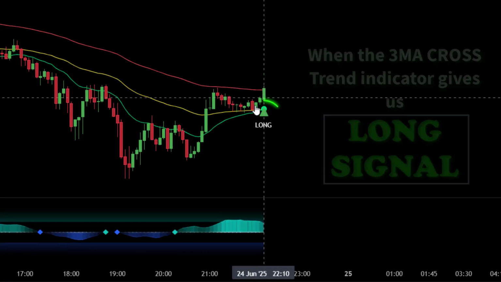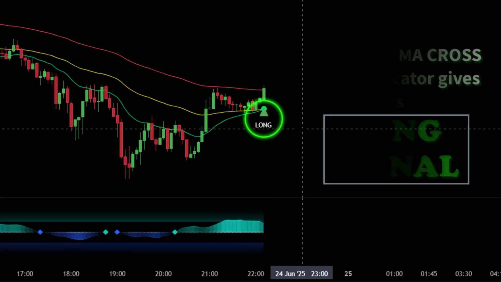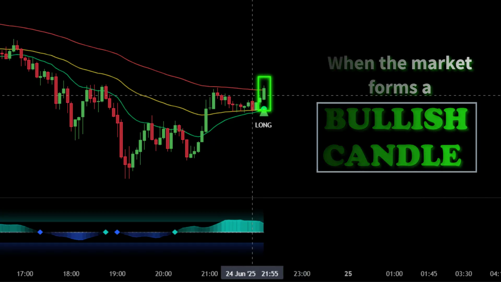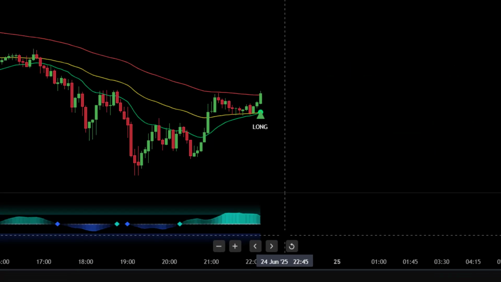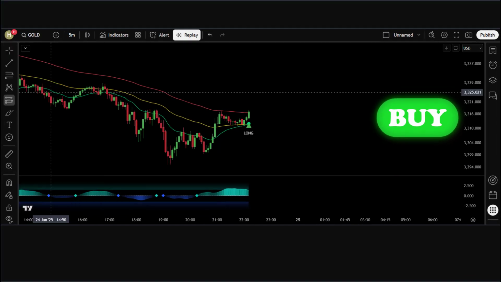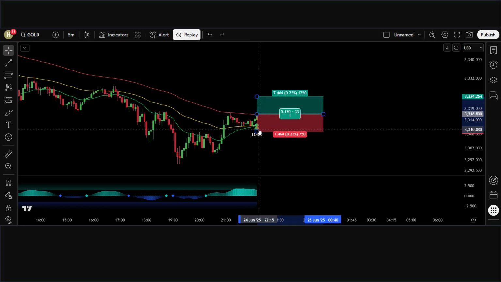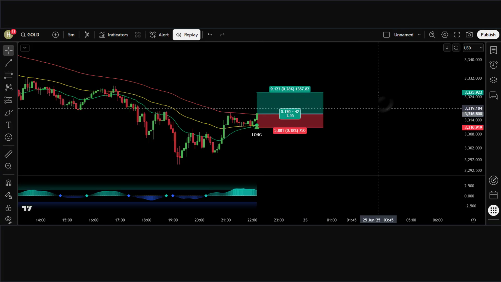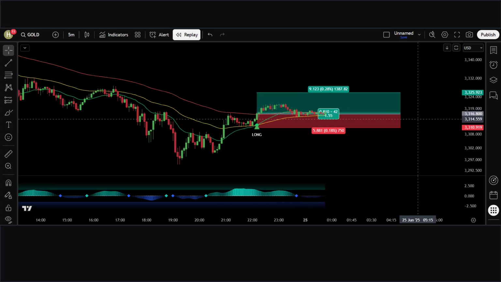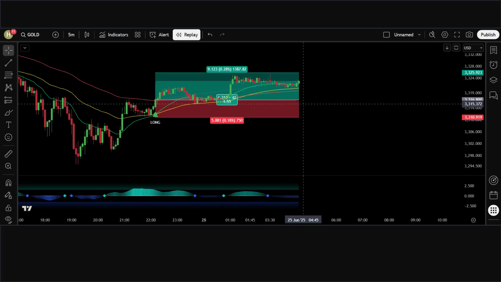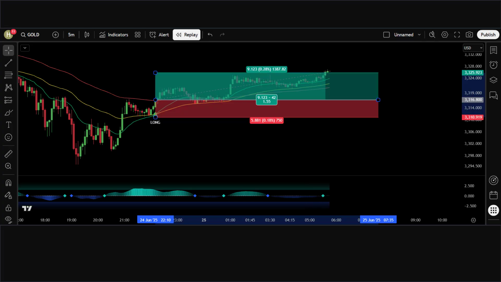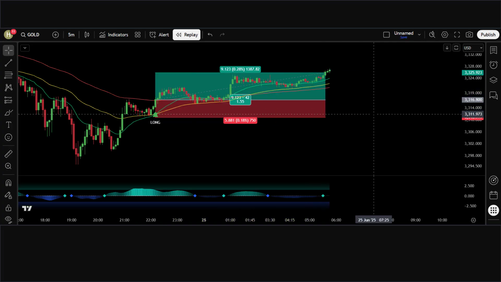Now, let's understand the concept where we will take buy and sell trades based on their conditions. When the 3MA cross-trend indicator gives us long signal. When the market has formed a bullish candle. When the area of linear regression oscillator indicator should be upward. If this condition is fulfilled, then we will place buy order. Our stop loss will be placed at the current market's lower level. And the risk to reward ratio will be 1:1.5. The market has completely hit the target.